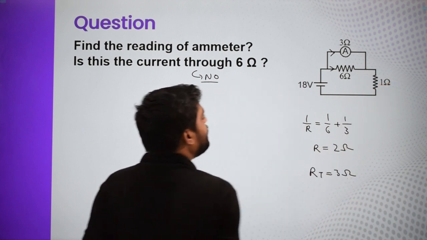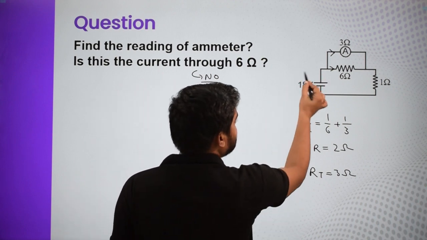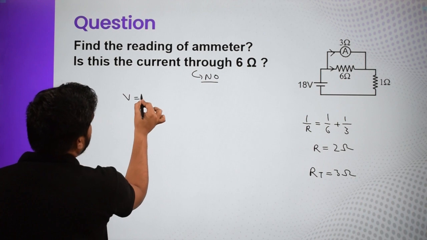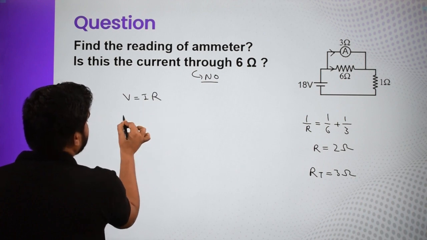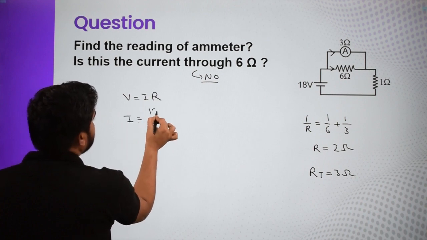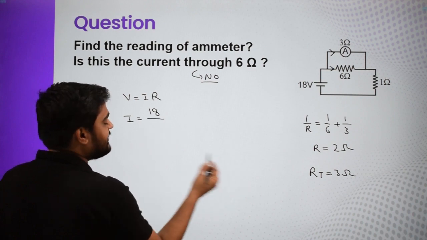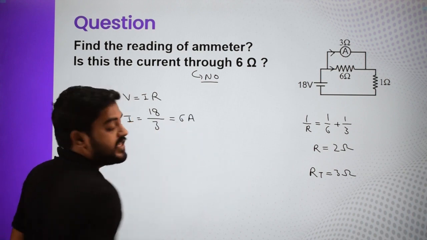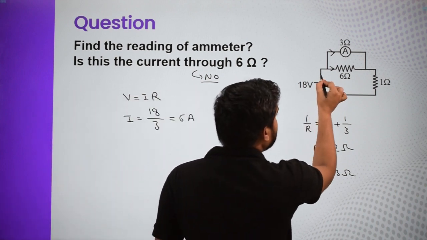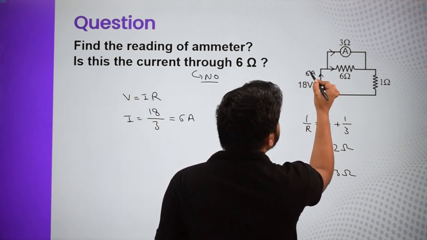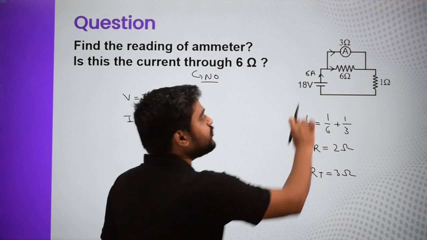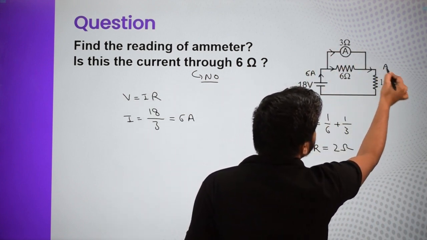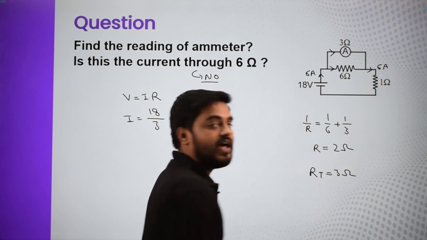And now, what is the total voltage in the circuit? The total voltage in the circuit is 18 volts. So I'm just applying V is equal to IR, and my current is nothing but V by R. Here V is 18 volt and the total resistance is 3 ohm, and that gives me 6 ampere current. So 6 ampere current is flowing through the battery. Now this will get split into these two branches, and again will merge, and 6 ampere will pass through this 1 ohm as well.